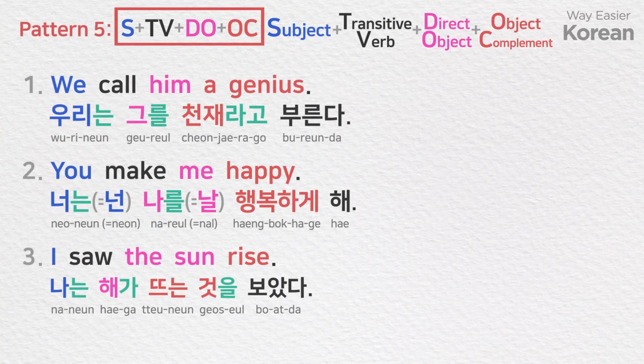The last basic sentence pattern includes a subject, transitive verb, direct object, and an objective complement. Objective complements describe a direct object. In pattern 5, the objective complement can be a noun, adjective, adverb, or verb, and refers to a specific description of the direct object. Please say the following sentences in Korean.